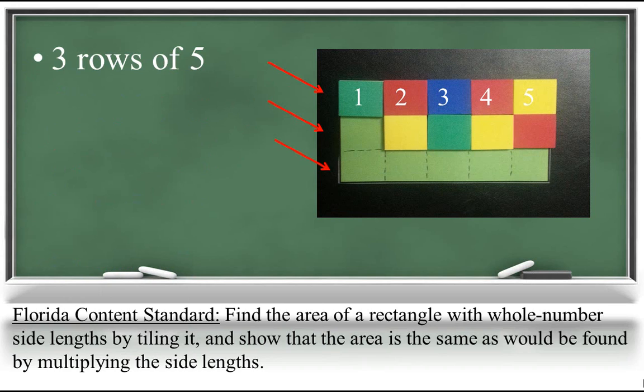Earlier in the school year, they learned that 3 rows of 5 can also be said as 3 times 5 or 3 groups of 5, and they know that 3 times 5 equals 15. So the area of this green rectangle would be 15 square units. This is where students begin to develop the understanding that the formula for finding area of a rectangular figure is length times width.